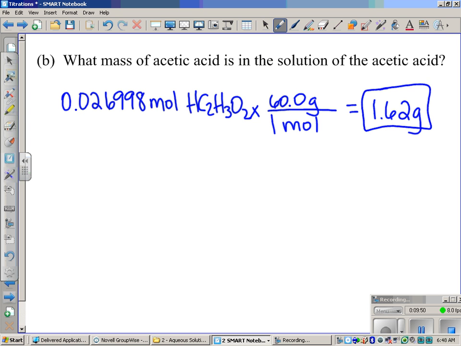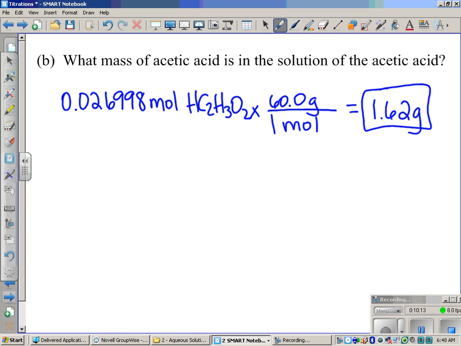So in every 1 mole of acetic acid, there are 60.0 grams. When you multiply that, you find that in this solution that we used, this 25 milliliters of 1.08 molar solution, there were 1.62 grams. And again, in our lab, we're going to be doing that as well. So, important part of the math.